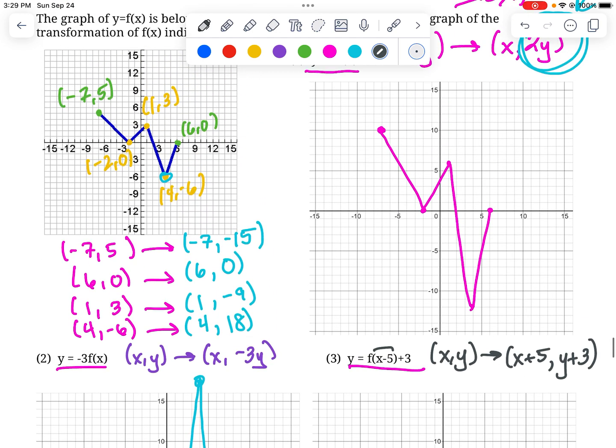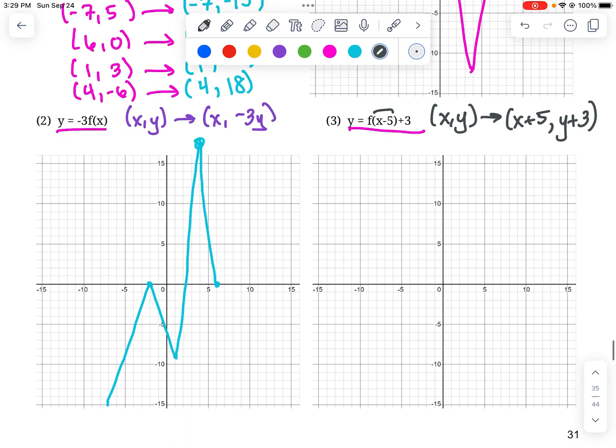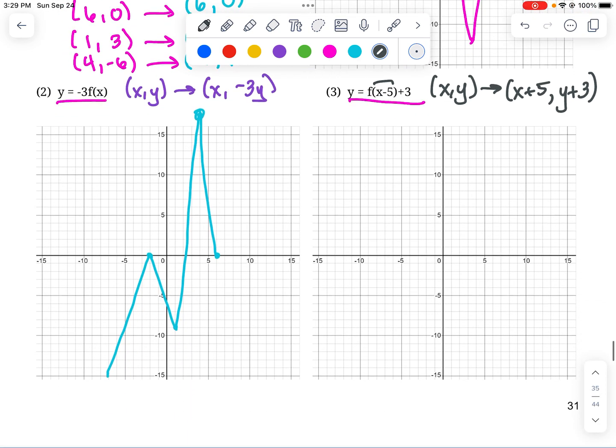Another way I could do this would be to just locate the locations of the parent function points, like -7, 5 is right here. And then I could just count boxes. 1, 2, 3, 4, 5 to the right, and 1, 2, 3 up. I just lost my spot. 5, 1, 2, 3 up there. And that would be my new spot, okay?